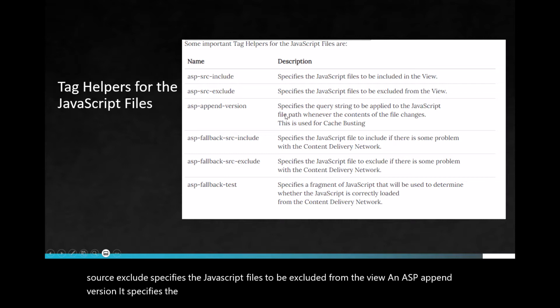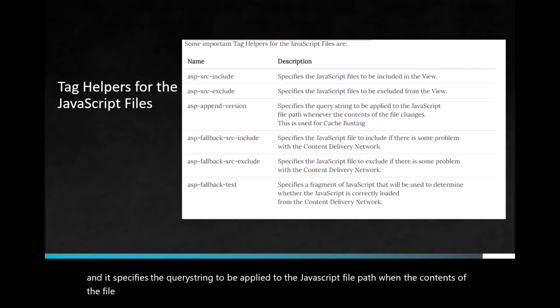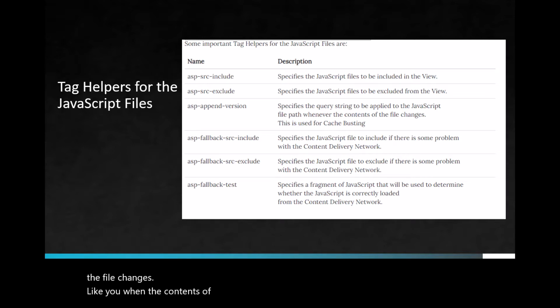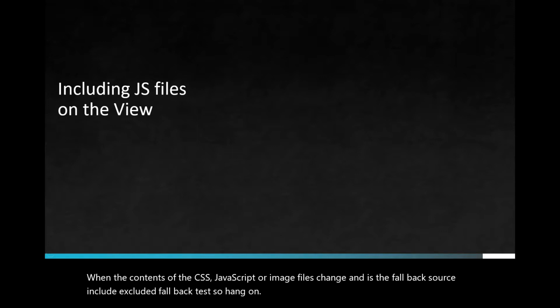This is a cache busting feature we'll be studying in detail, and it specifies the query string to be applied to the JavaScript file path when the contents of the file change, like when the contents of the CSS, JavaScript or image files change. And asp-fallback-src-include, exclude, and fallback-test. So hang on, let's see what we are going to study.